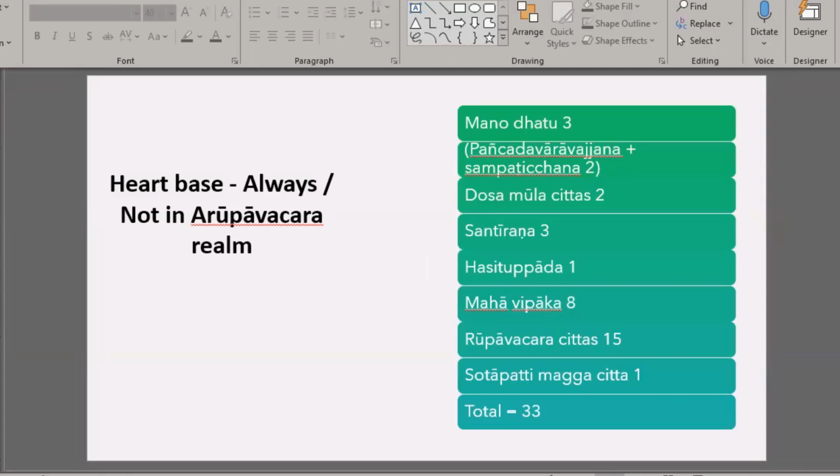Let's try to explain one by one. Now you are familiar with Manodhatu. Manodhatu means Panchadvara Vajjana Chitta and 2 Sampatichana Chittas. When we see visible forms, Chakku Vijnana, eye consciousness, arises in the eye base.